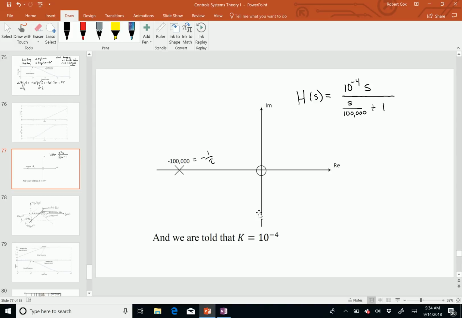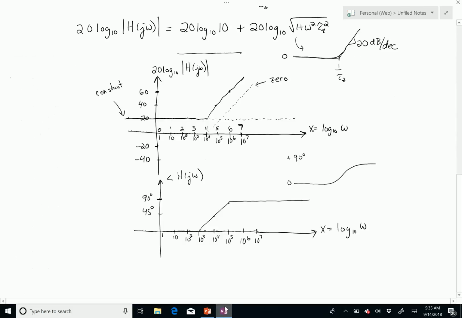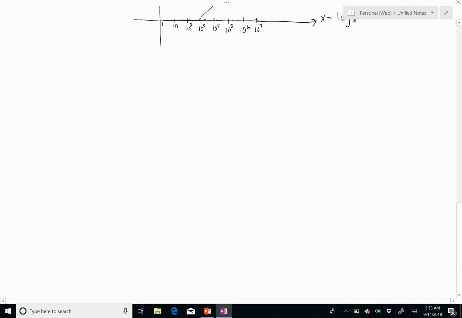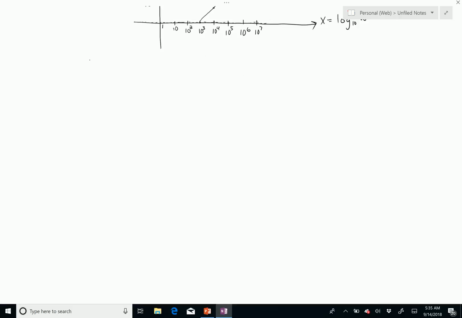So in this case, all right, I've got a single pole, and I have a single zero at the origin, and then I have this multiplier effect of 10 to the minus 4. So let's take that over here, okay? So now I'm going to say I have, for my next system, H of s is 10 to the minus 4 s over 10 to the 5th plus 1, okay?